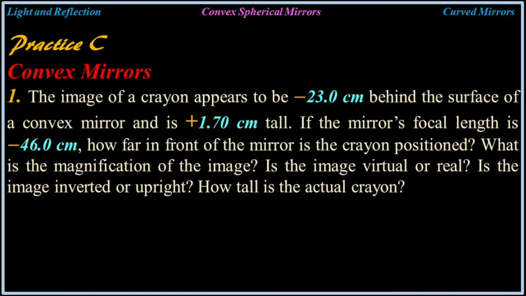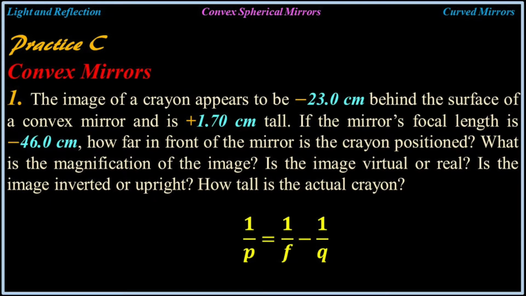All right. Number 1, the image of a crayon appears to be negative 23 centimeters behind the surface of a convex mirror and is upright, plus 1.7 centimeters tall. If the mirror's focal length is negative 46 centimeters, how far in front of the mirror is the crayon positioned? What is the magnification of the image? Is the image virtual or real? Is the image inverted or upright? How tall is the actual crayon?